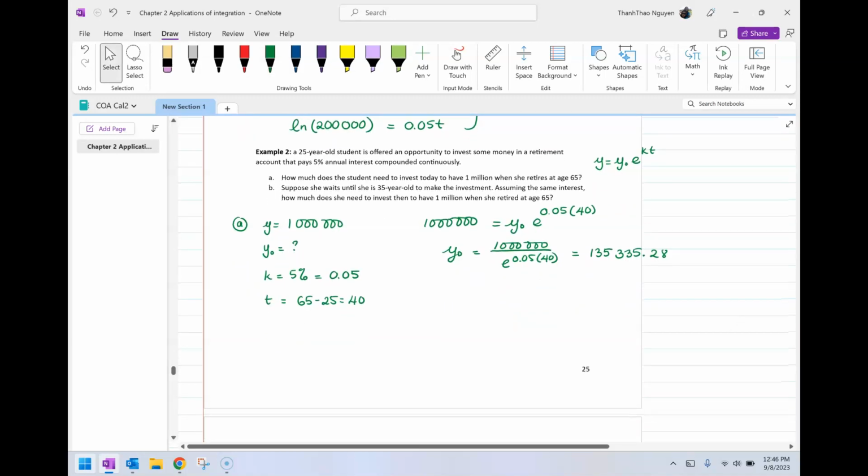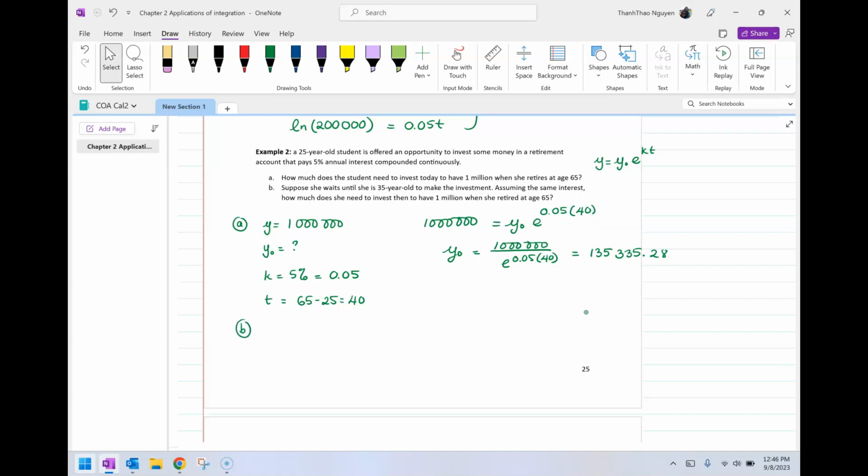Suppose she waits until she's 35 years old to make the investment. Assume the same interest. How much does she have to invest to have 1 million when she retires at the same age of 65? Everything is the same. The difference here is t: she waits until she's 35 to invest, so she only has 30 years' worth of investment.